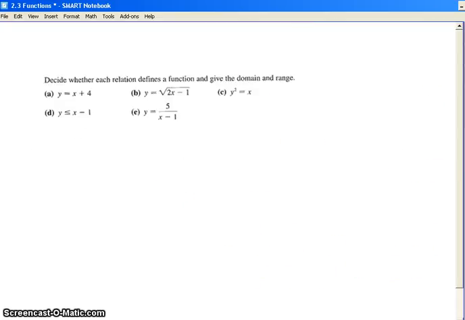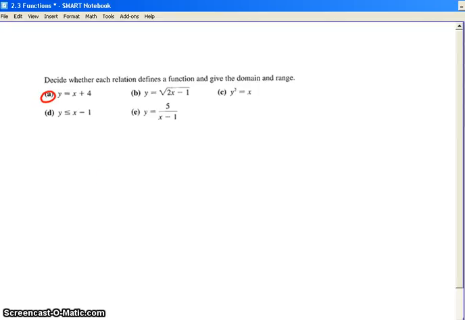Okay, decide whether each relation defines a function and give the domain and range. Okay, we're just going to look at a couple of these. On choice A, here, example A, y equals x plus 4. Okay, this is a function because any value I put in for x is just going to give me a y value that is 4 greater than x. Okay, so all real numbers is going to represent the domain and the range here, and it is a function.